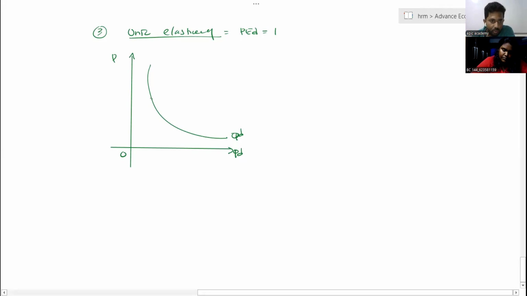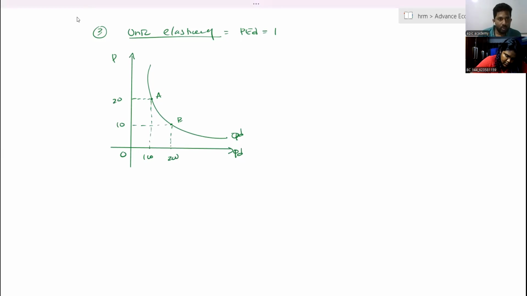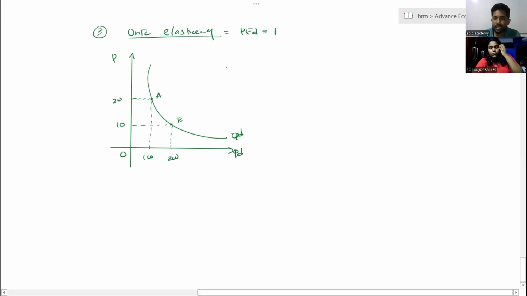Here, I'm going to point out two demand points. This is A and this is B. The prices are 10 and 20. The quantities are 100 and 200. Okay, right. Now I'm going to calculate the PED.